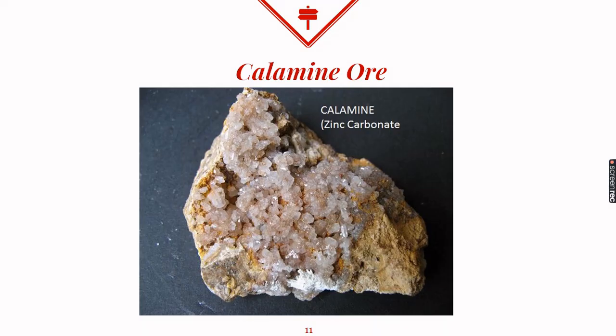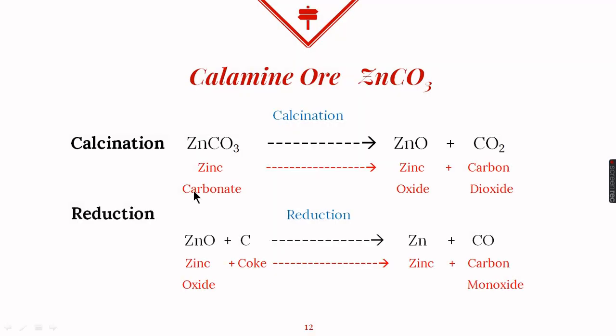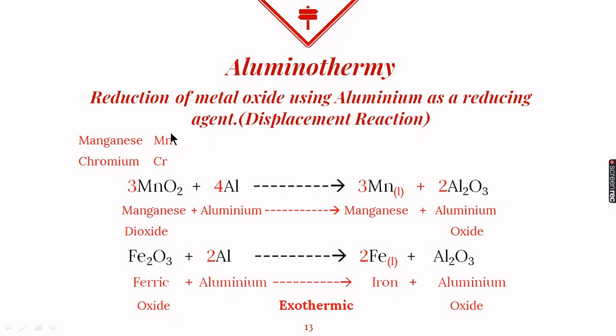Now see the carbonate ore. Calamine is zinc carbonate ore. To obtain metal from a carbonate ore, the calcination process is done. The zinc carbonate is heated strongly in limited quantity of air. So here it decomposes, that is, a decomposition reaction occurs, and we get zinc oxide and carbon dioxide gas. And zinc oxide produced is reduced using a reducing agent, coke, and we obtain metal zinc along with carbon monoxide gas.